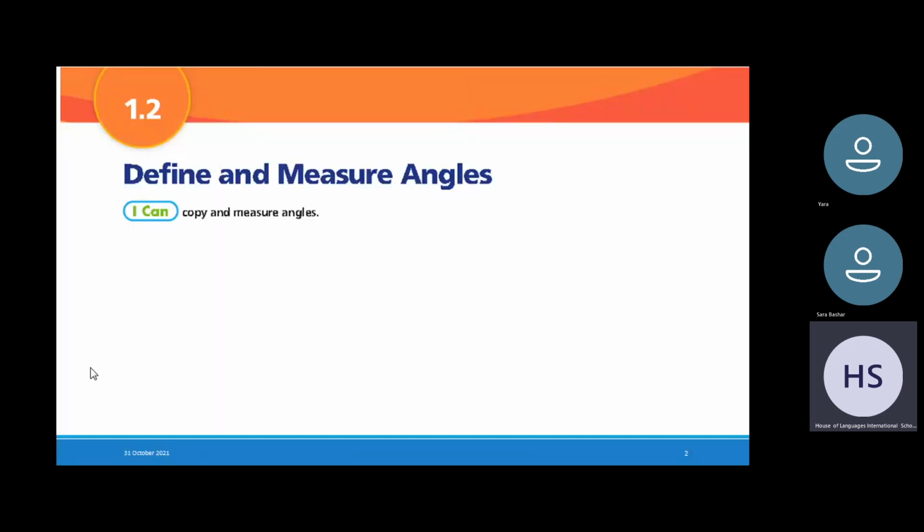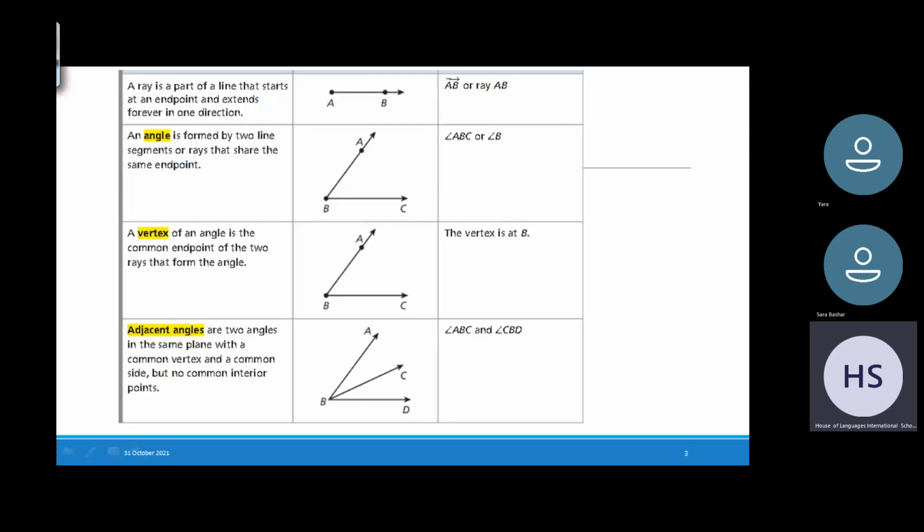Okay, now, our lesson today, module 1, lesson 2. Now, after we talk about lines, we're going to talk about angles. So this lesson is talking about how we will define and measure the angles.